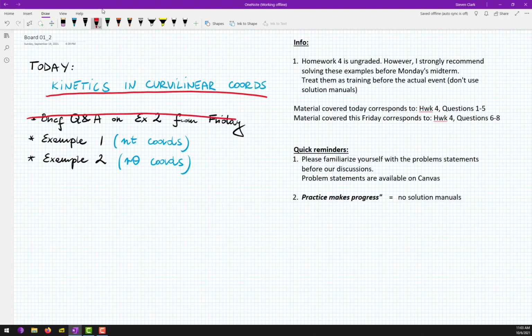Okay. So today Professor Sani asked us to do 2 examples. Example number 1, we will use NT coordinate system, and example number 2, we will use R theta coordinate system. Okay. Before that, there is a quick info session.